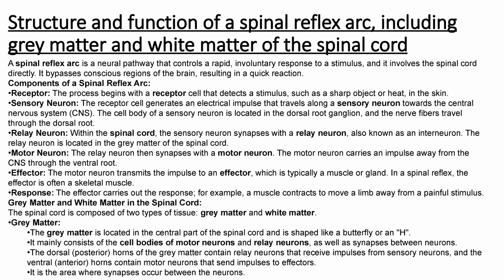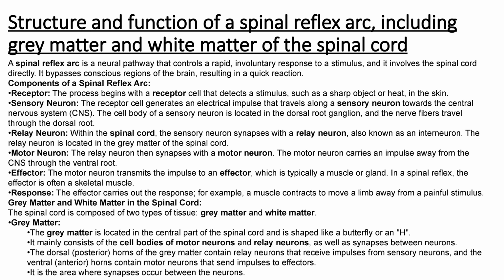Let's now study the detailed function of the spinal reflex arc, and this includes the gray matter and white matter of the spinal cord. The spinal reflex arc is a neural pathway that controls a rapid involuntary response to a stimulus, and it involves the spinal cord directly. It bypasses conscious regions of the brain, resulting in a quick reaction.